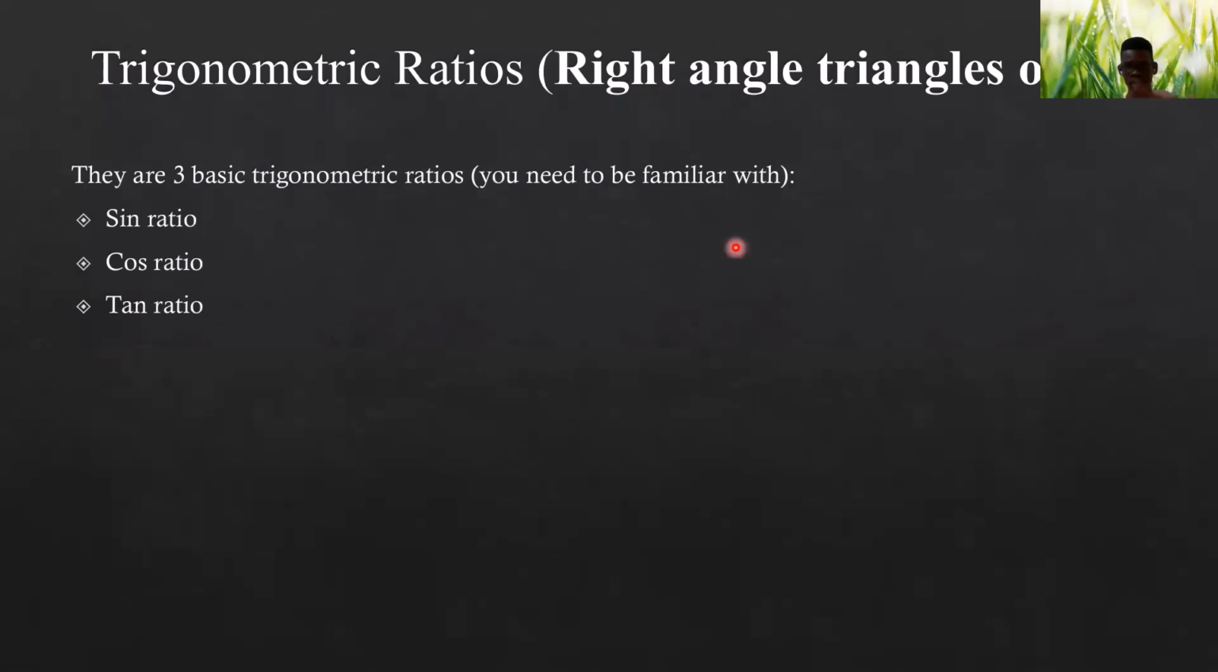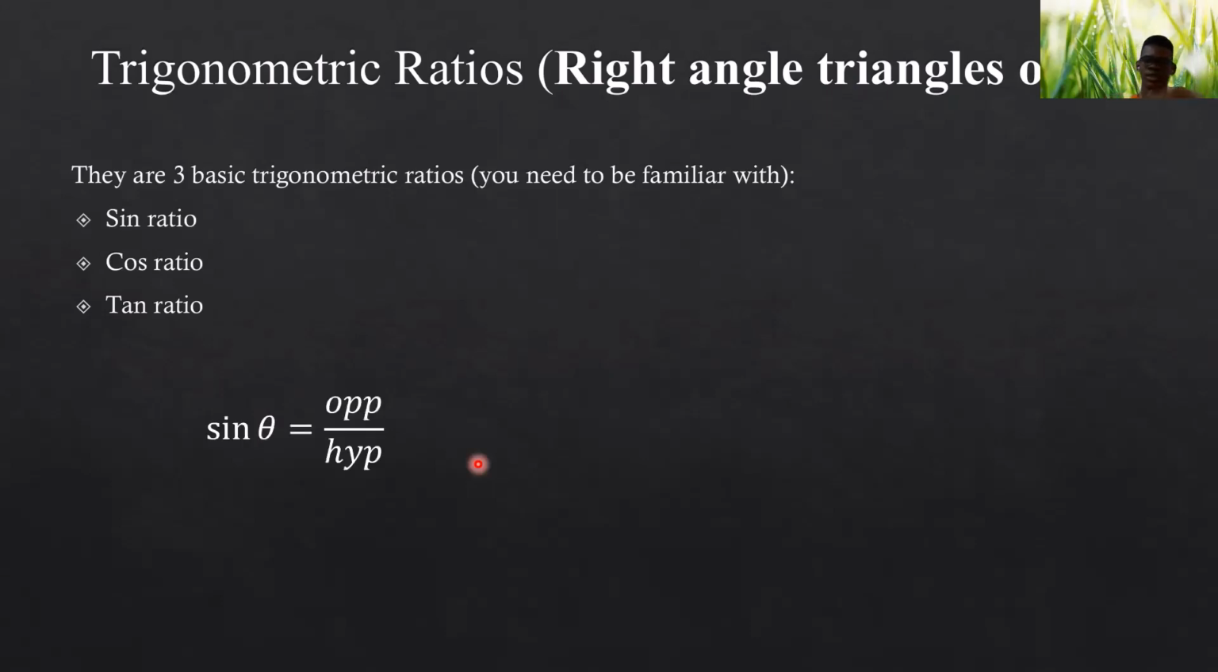This is something you're no doubt already familiar with: your trigonometric ratios. Remember, these ratios only apply to right angle triangles. That's something you need not to forget. Trigonometric ratios only apply to right angle triangles. There are three basic trigonometric ratios that you need to be familiar with. There are more, they're not just three. I have at least been exposed to about 6 of them. Sine, cos, and tan are the only 3 that you need to bother yourself with. So you have the sine ratio, the cos ratio, and the tan ratio.